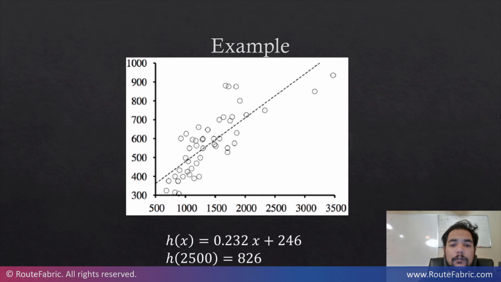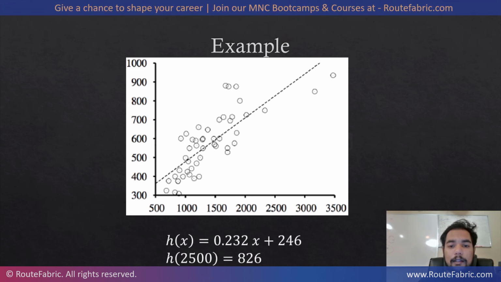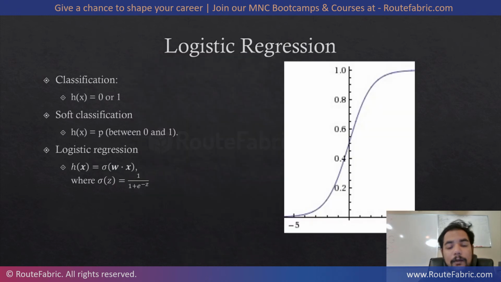The way that the regression model finds it is with the hypothesis function. The h of x is equal to 0.237x plus 246. The 0.237 and 246 are the parameters created by the model. And for a house of x equal to 2,500, we get that the value of the house is around 826,000. Now let us look at a small introduction to logistic regression.